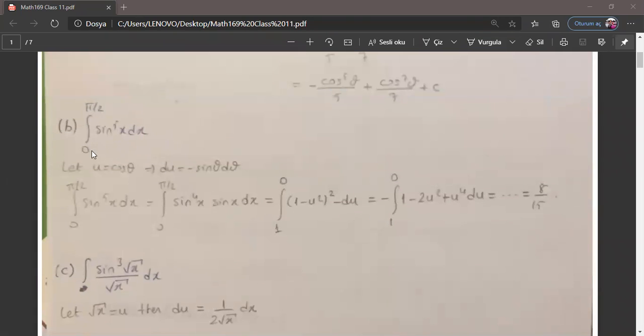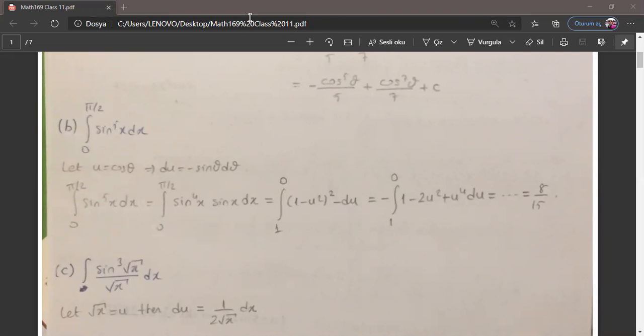Now we're given this integral, sine to the 5x dx. We again substitute u equals cosine and differentiate it. Now what do we have? Here we have sine to the 4 times sine x dx, because we had the power 5. So we rewrite this. Remember, sine squared is equal to 1 minus u squared, so here we have 1 minus u squared to the 2, because we had 4 as the power. And sine x dx is equal to minus du.